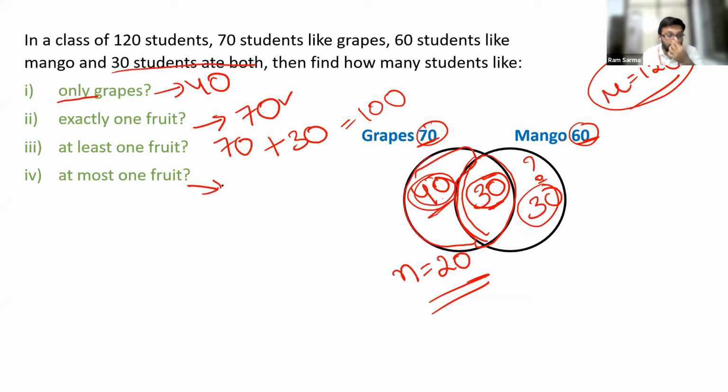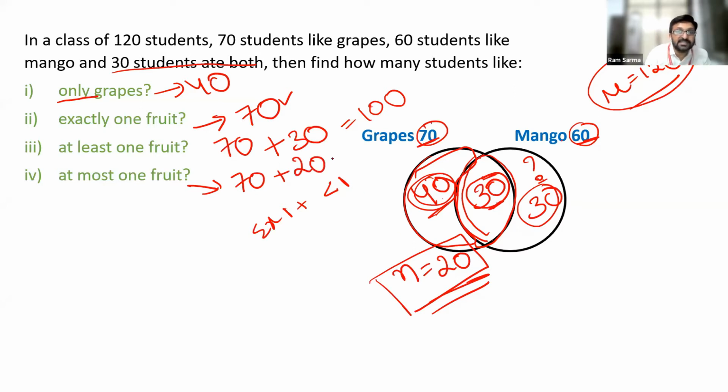Next question. At most one fruit. What does it mean? At most one is exactly one plus less than one. Exactly one is 70, plus students who like less than one fruit. N is nothing but elements which belong to mu and do not belong to any of the given sets. So N is students who do not like any of the given fruits. So your answer will be 70 plus 20, that gives you 90.